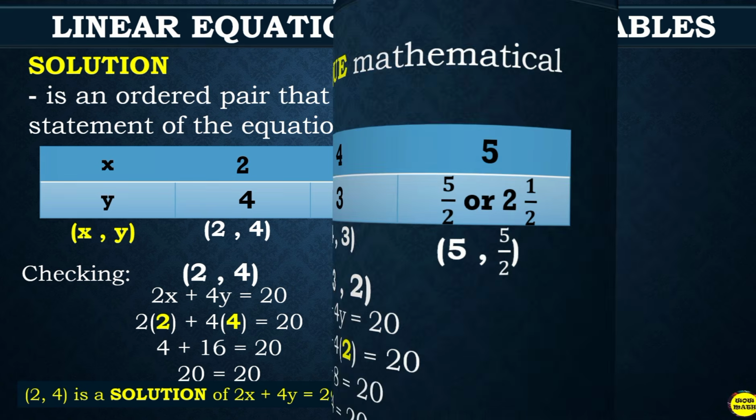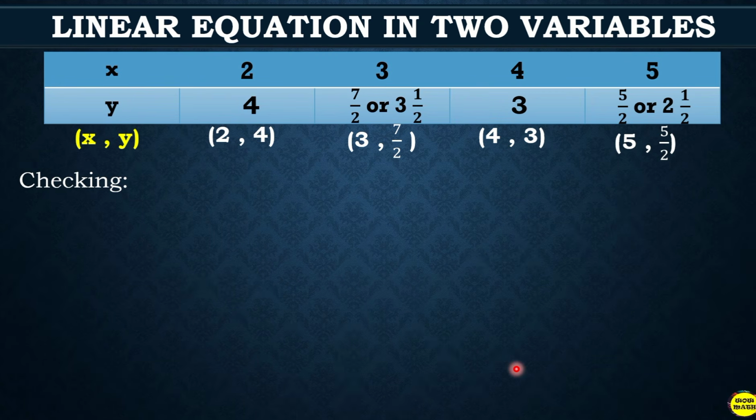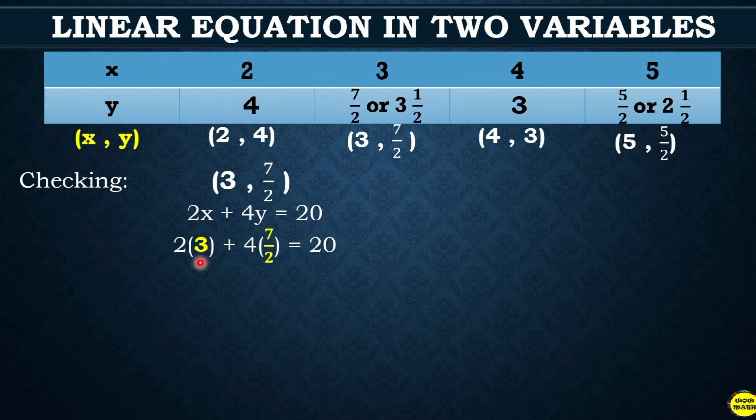So, next. Let's try to check kapag may fraction. Ma'am, paano po i-check kapag may fraction? So, halimbawa, ito, 7 over 2. Go back to the equation, 2x plus 4y equals 20. Ito yung equation natin kanina. So, 2 times 3, which is your x. And then, ang y natin, 7 over 2. So, paano to? This is 6.